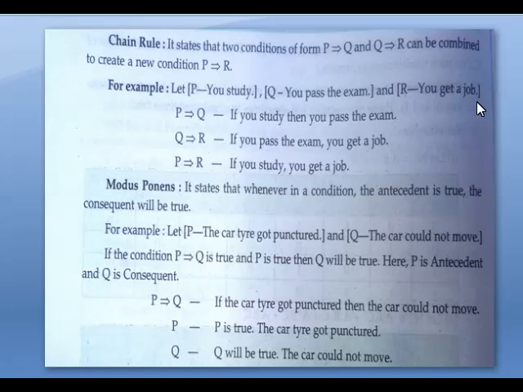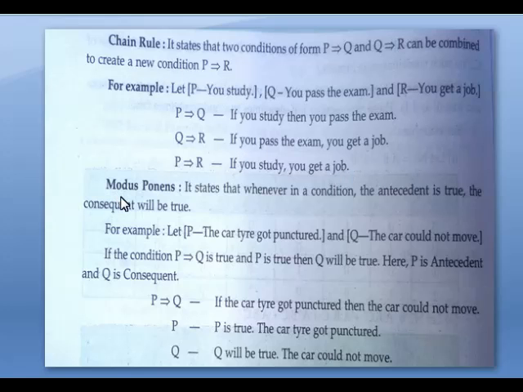P implies Q means if you study then you pass the examination. Okay. Q implies R means if you pass the exam you get a job. Then P implies R. If you study you get a job. Okay. So this is called chain rule. The next one is modus ponens.